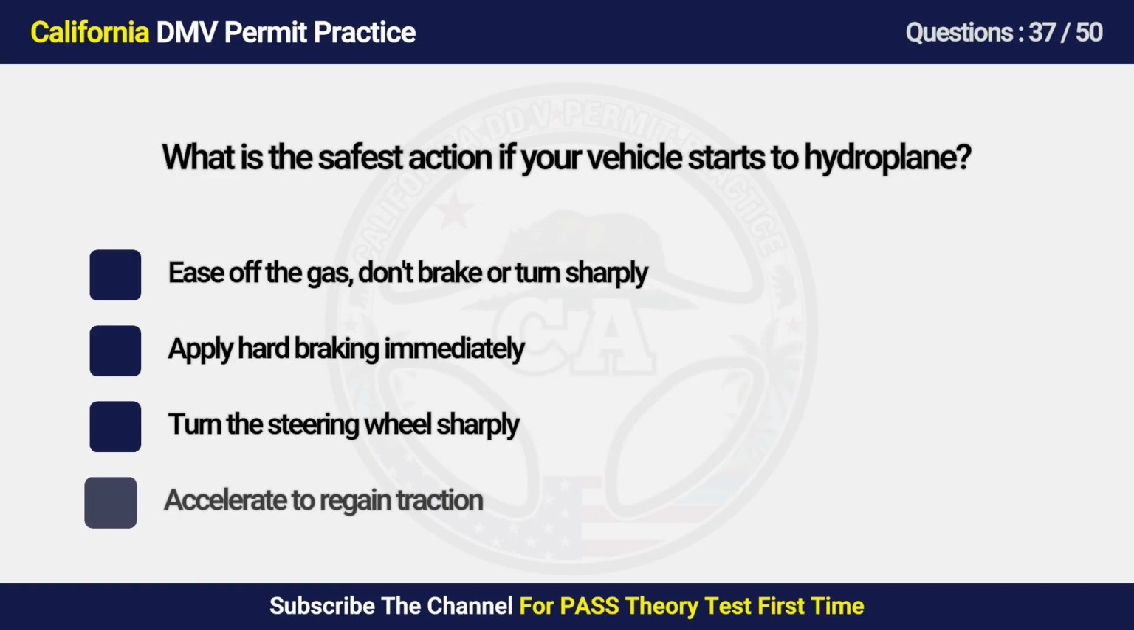Question 37. What is the safest action if your vehicle starts to hydroplane? A, ease off the gas, don't brake or turn sharply. B, apply hard braking immediately. C, turn the steering wheel sharply. D, accelerate to regain traction.